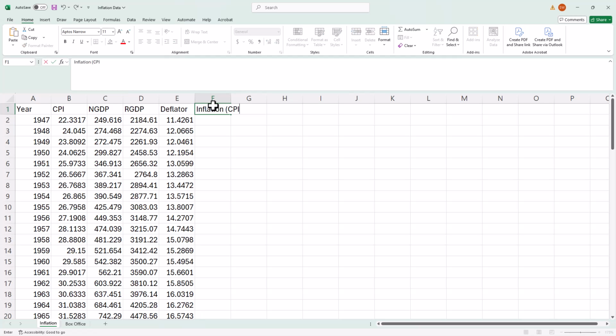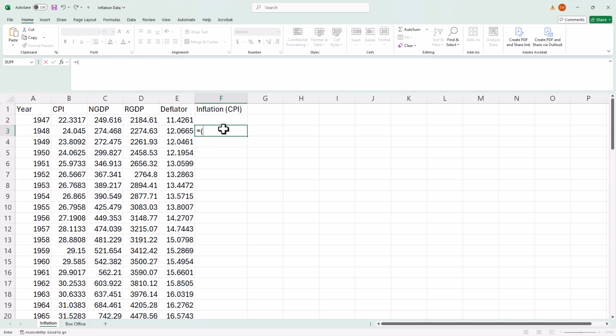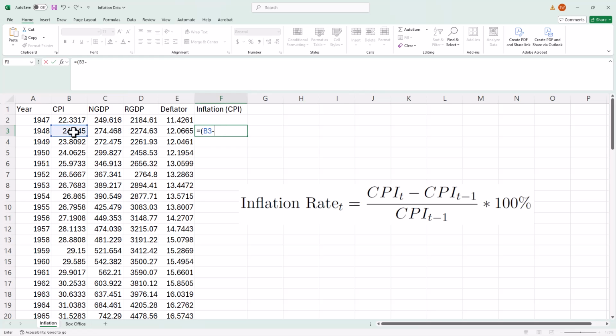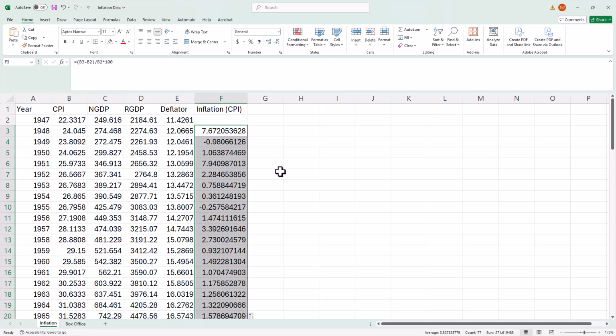Now let's calculate the inflation rates using our two price level indicators. So we're going to start with using the CPI. When we calculate inflation, we're going to take the current price level minus the previous price level, divide by the previous price level, and then multiply by 100 because we're converting it into a percent change. Notice that I did not calculate the inflation rate for 1947 because we don't know what happened in 1946. We can only start at the second year. I'm going to then copy that formula all the way down.